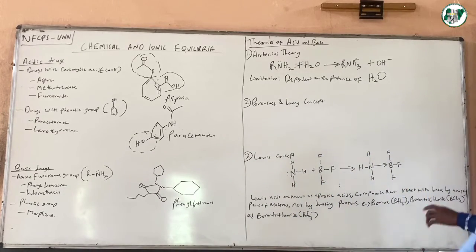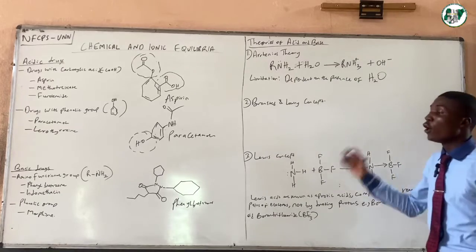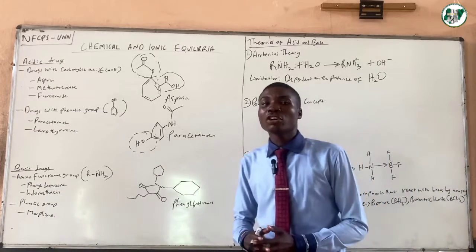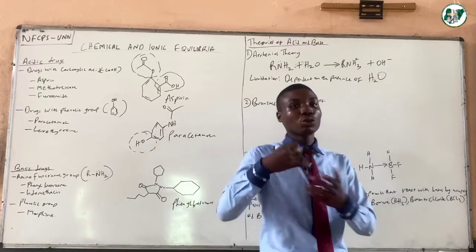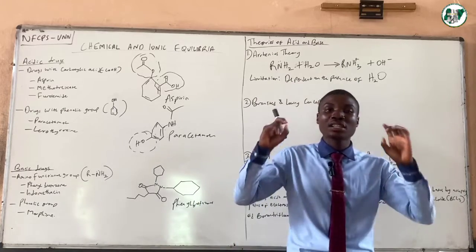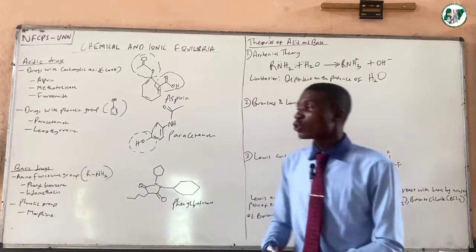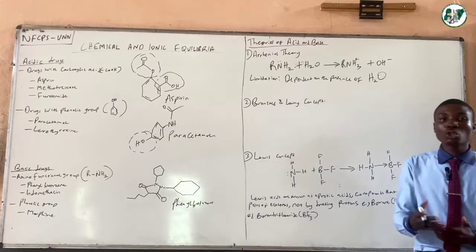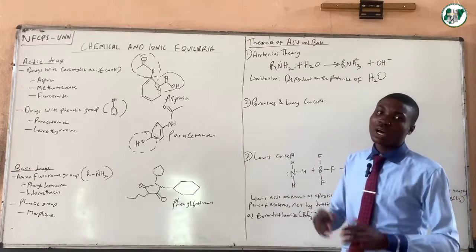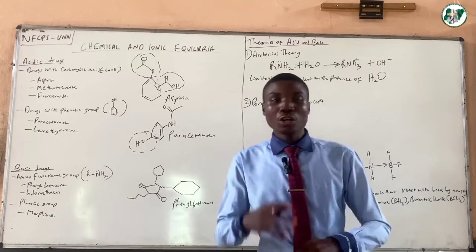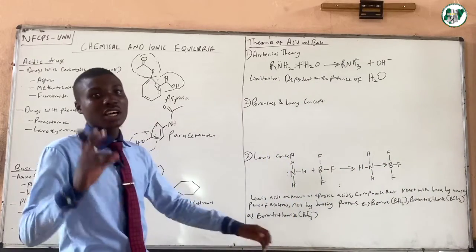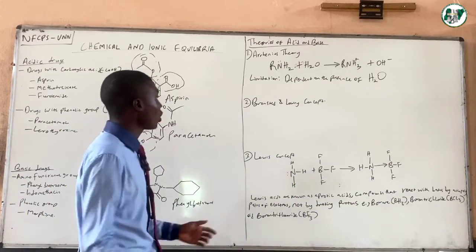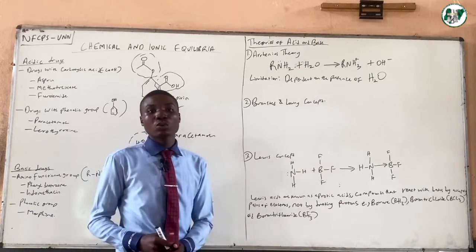Another theory we're going to be looking at is the Bronsted and Lowry concept. For the Bronsted and Lowry concept, an acid happens to be a proton donor. That's a substance that donates a proton, and proton in this context refers to hydrogen ion. So acids are referred to as proton donors, while bases are referred to as proton acceptors. If a compound donates a proton, it is referred to as an acid, and if a substance accepts a proton, it's referred to as a base.